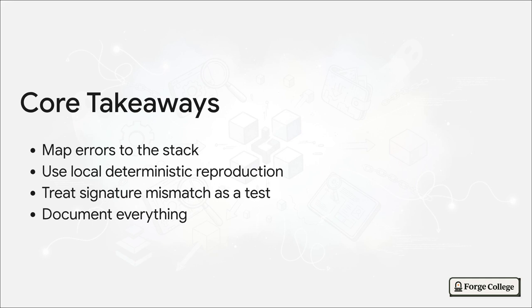Always map your errors directly back to the specific part of the ERC4337 stack. Always use a local deterministic environment to reproduce failures so you don't have the noise of a live testnet. Treat signature mismatches and stale nonces as your immediate, first-class suspects the second things break, and absolutely document everything. This systematic approach, that is exactly what separates junior developers who are constantly putting out fires from senior engineers who build robust, scalable systems.